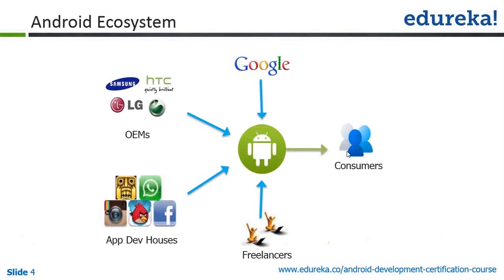Then we have the consumers, or the target user base. The consumers are the ones that derive the need for using the operating system. The more benefits they get out of the operating system, the more consumers will be attracted towards it. Then we have the application development houses.